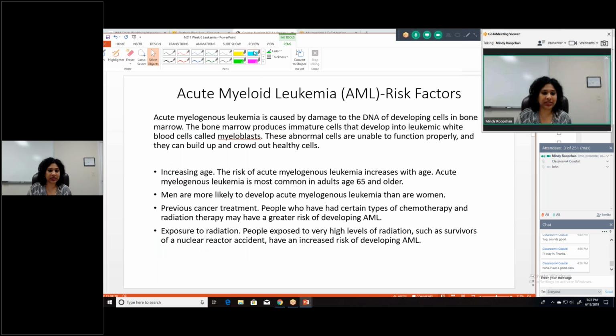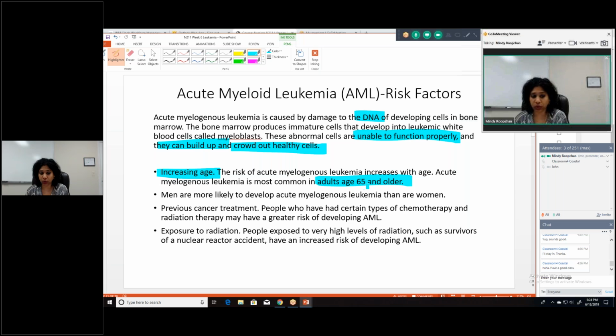So the risk factors now. This AML is caused by damage to DNA developing in the bone marrow. These abnormal cells cannot function properly, they build up and they crowd out all the good healthy cells. So all the immature, abnormal cells are crowding out all the good ones. Let's think of the risk factors. Increasing age: acute myelogenous leukemia is most common in adults 65 or older. So the older you get, the more of a risk.